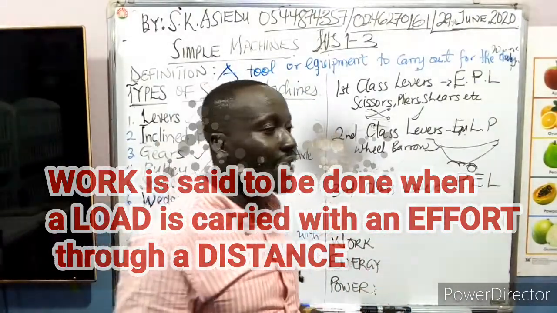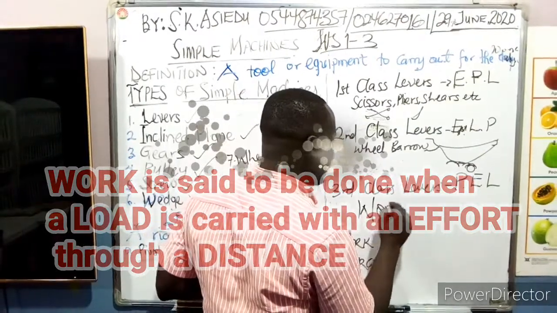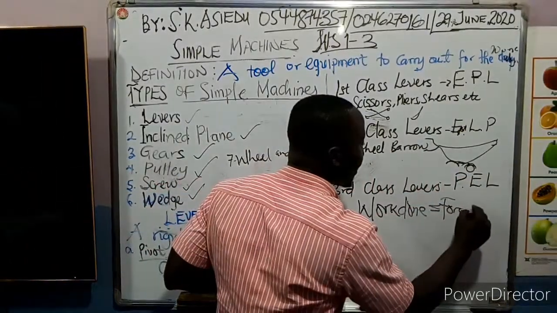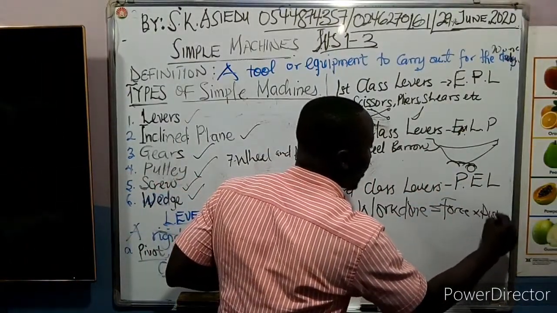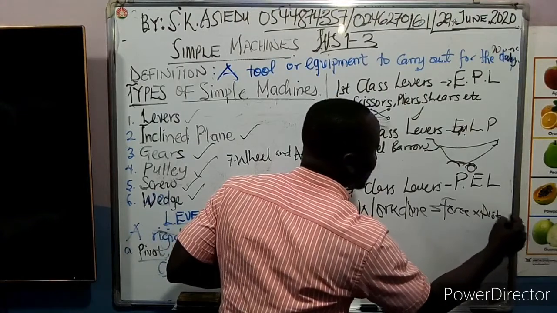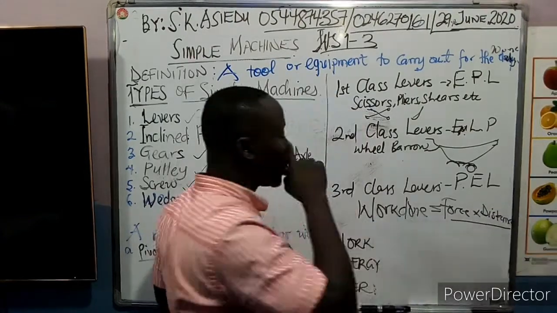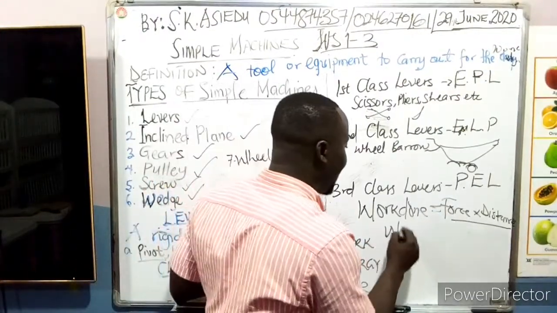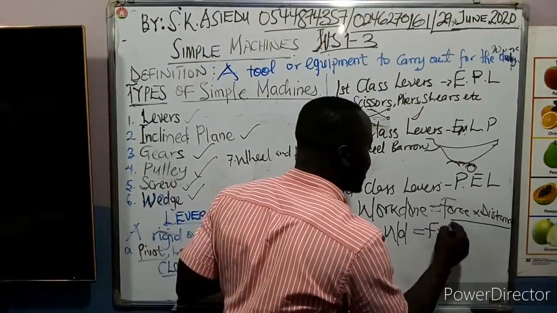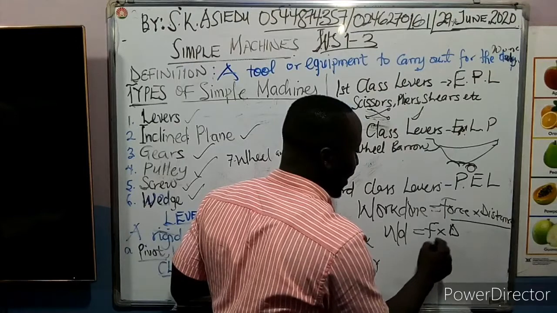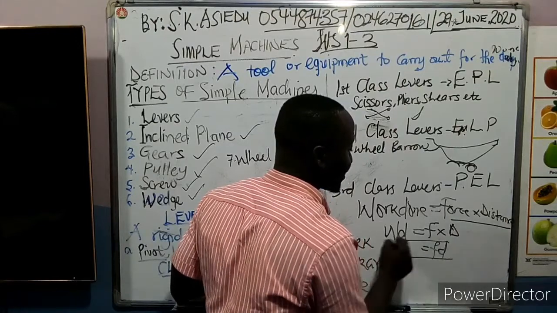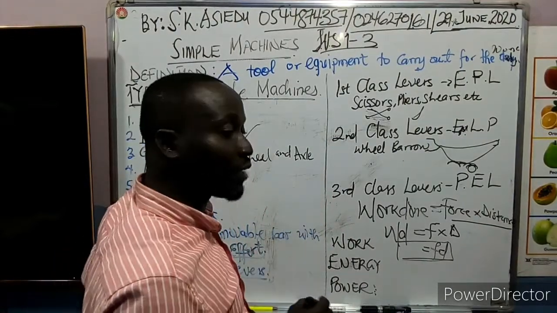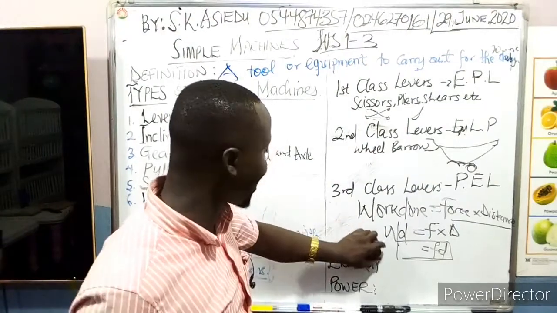Therefore, we can simply say work done can be calculated as force times the distance you've covered. Anytime you apply a force and you cover a distance, work is said to be done. Symbolically, work done is equal to F times D, or FD. This is an easy formula for calculating work. I hope you can try your hands on the examples in your textbook.